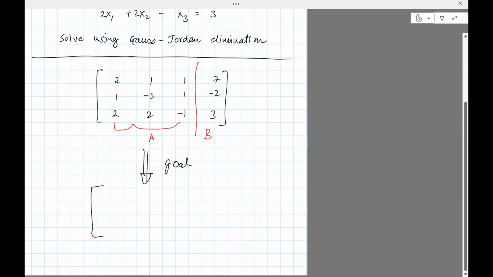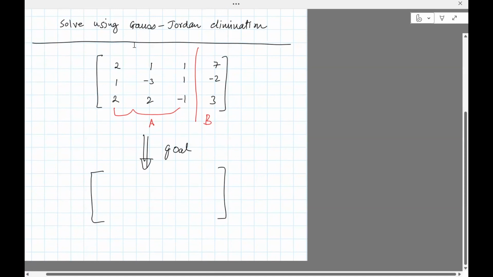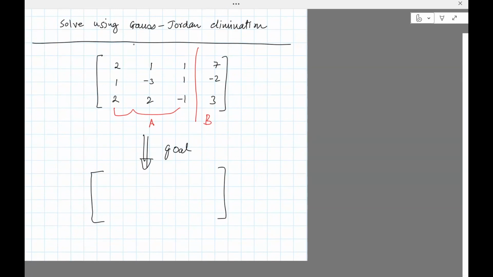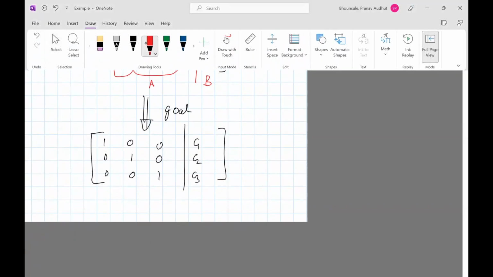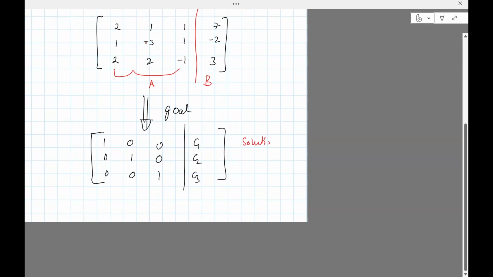Our goal is to reduce this to something which looks like this: 1, 0, 0; 0, 1, 0; 0, 0, 1, with C1, C2, C3 on the right, where C1, C2, C3 are to be found. Once you reduce it to this form, this is the solution: x1 is C1, x2 equals C2, x3 equals C3. That's where we're getting to. That's what Gauss-Jordan elimination will do.